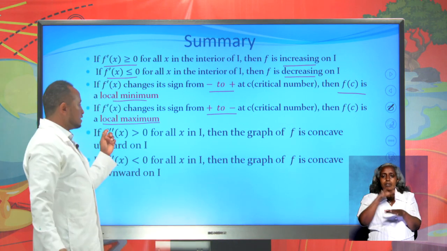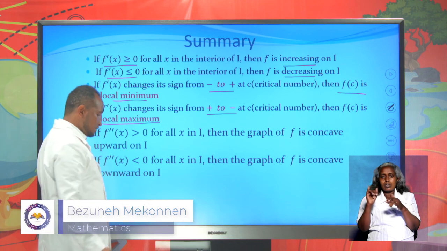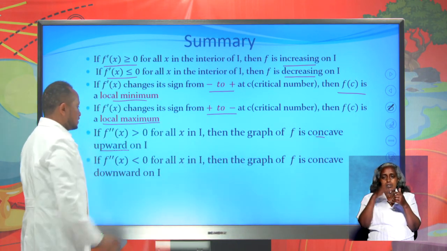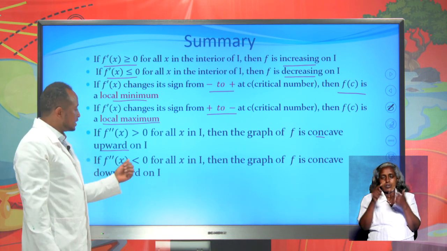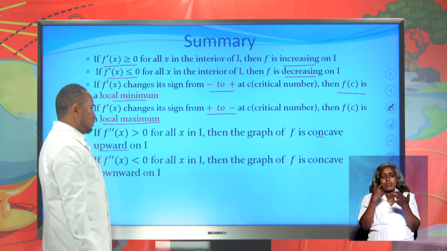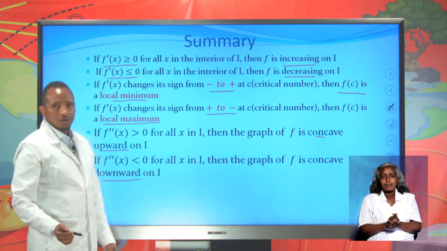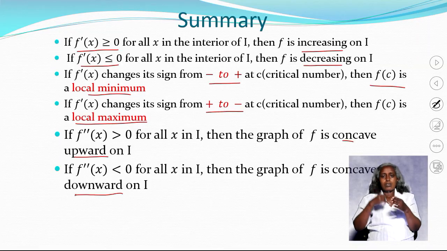And if the second derivative of a function is greater than 0 for all x in I, then the graph is concave upward. If the second derivative is positive, the graph is concave upward. If the second derivative of the function is less than 0 for all x in I, then the graph is concave downward. So this is all about today's lesson, and I'll give you questions for you.